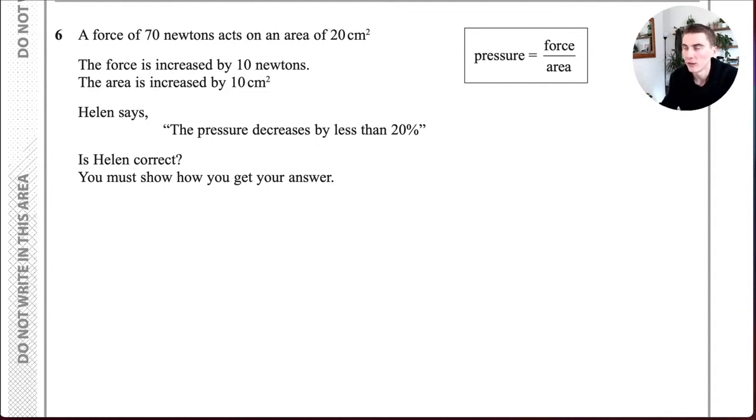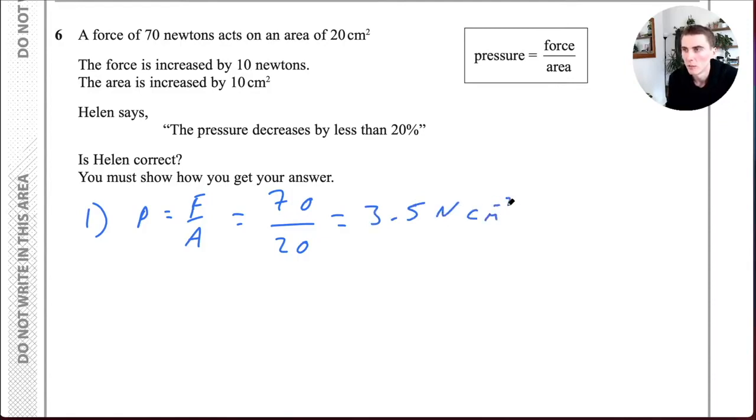So if we want to find out the pressure, first, pressure is going to be force over area. So pressure equals force over area, which is going to be the force of 70 newtons over the area of 20 square centimeters, and that gives us 3.5. You could put the units of newtons per square centimeter, but it's only our working, so we don't really need to. So that's the pressure to start with.